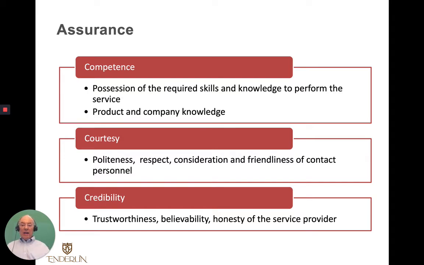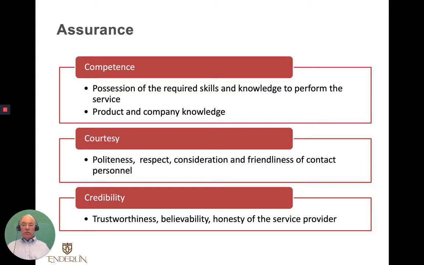Did they have the product and company knowledge that they needed? The courtesy, again, related to the employee in this case, is their politeness, respect, and consideration. And finally, the third C, credibility: their trustworthiness, believability, honesty. Did they give you an answer to a particular service problem you might have had? Did they give you the right amount of wait time for what was expected in the restaurant? Whatever it might be, the credibility and trustworthiness of the people.